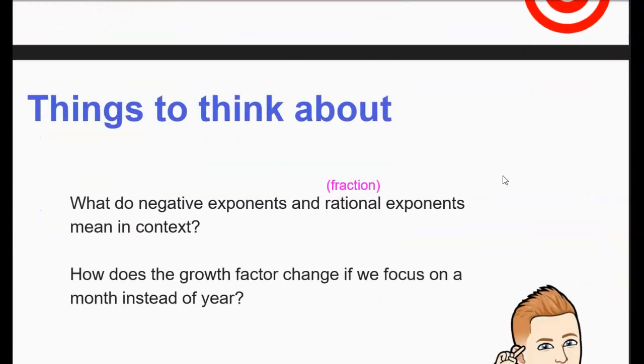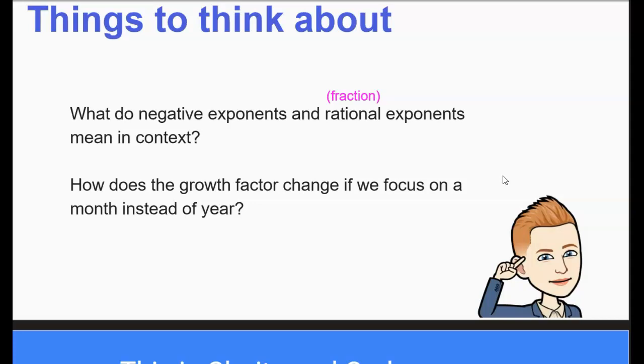So here's some things to think about. What do negative exponents and rational exponents, remember we talked about rational being fractions, mean in context? And how does the growth factor change if we focus on a month instead of a year? Usually when we get interest rates, they will be on a yearly basis, but can we divide those up into smaller pieces, and what does that look like?